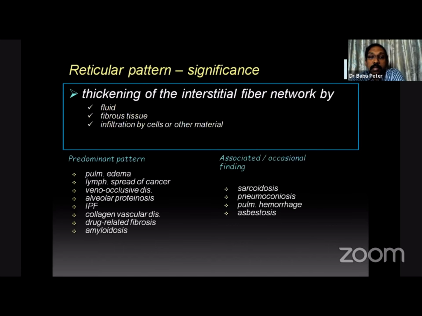Typically, a reticular pattern can be seen with either pulmonary edema, which is smooth, lymphatic spread of carcinomas, or alveolar proteinosis, idiopathic pulmonary fibrosis, and other collagen vascular diseases, drug-related conditions and amyloidosis. Reticulation may be an associated finding in other conditions like sarcoidosis, where you may also get lymphadenopathies, pneumoconiosis, pulmonary hemorrhage and asbestosis.